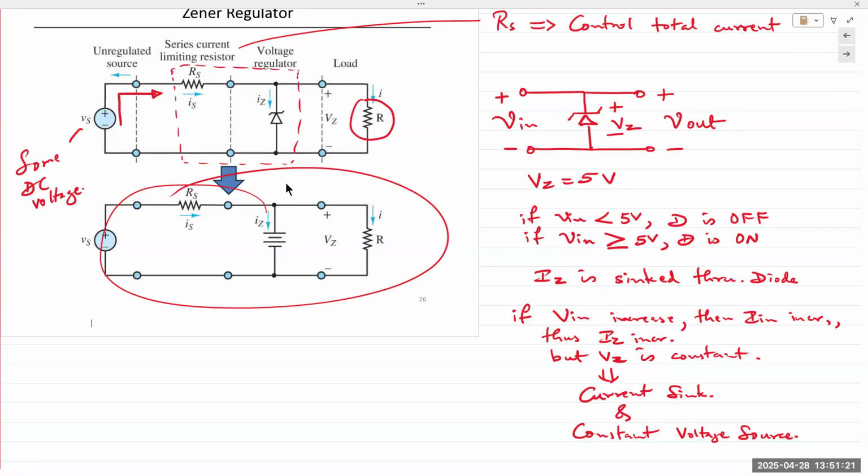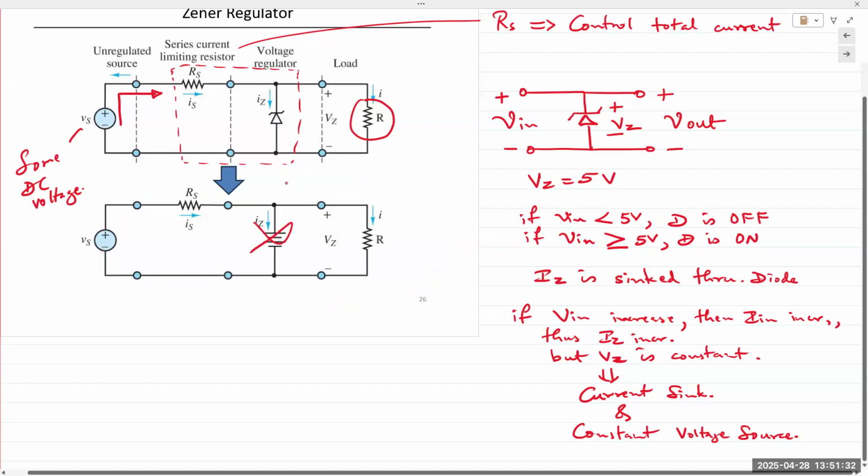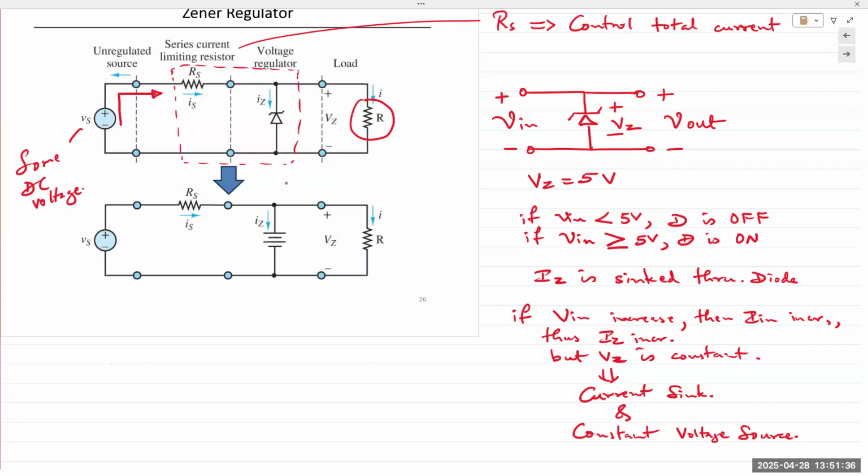So if you want to control the current and if you want the Zener diode to operate within a certain point, actually, let me back up and explain this circuit without the Zener diode. If there is no Zener diode, and you simply have the series resistor and your load resistor right here.